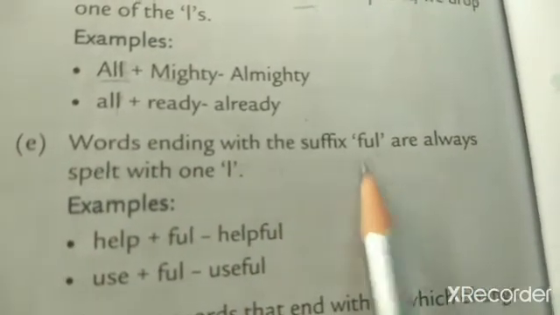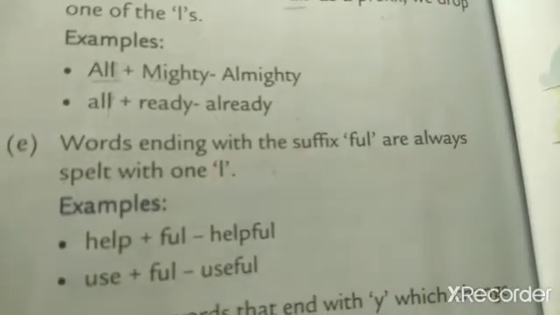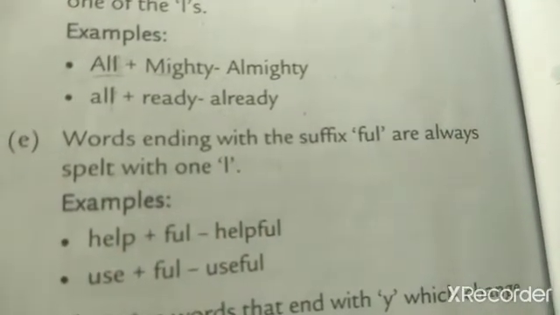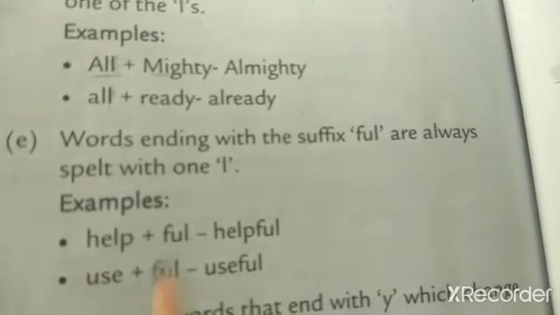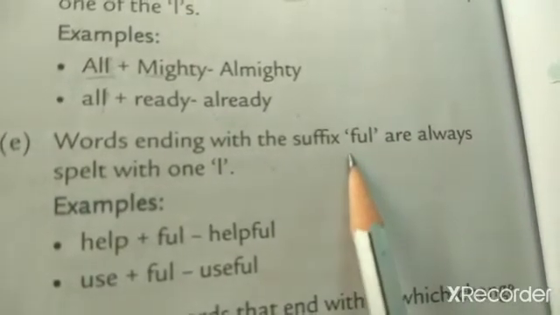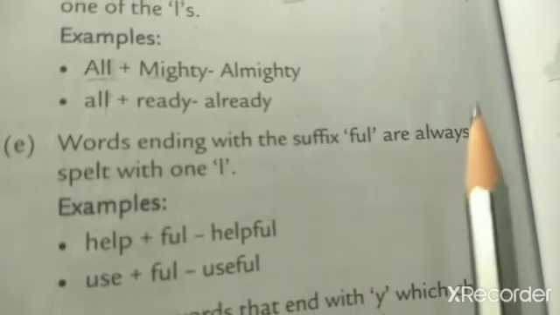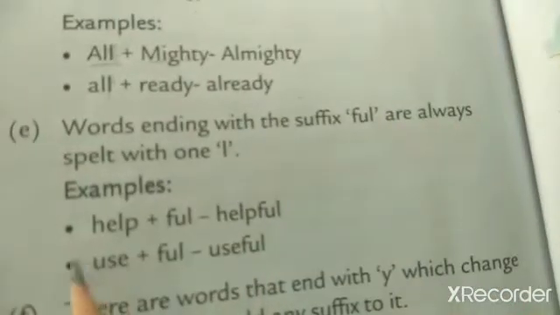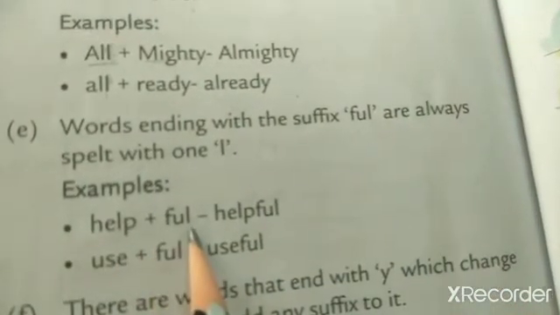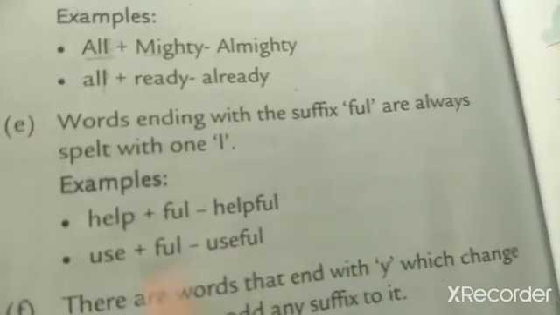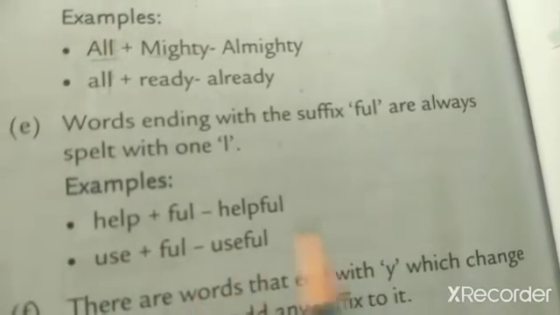See the next rule, children. Words ending with the suffix full are always spelt with one L. So when we add the suffix full to a word, it is always spelled with one L. As you can see, help plus full becomes helpful. Use plus full becomes useful.